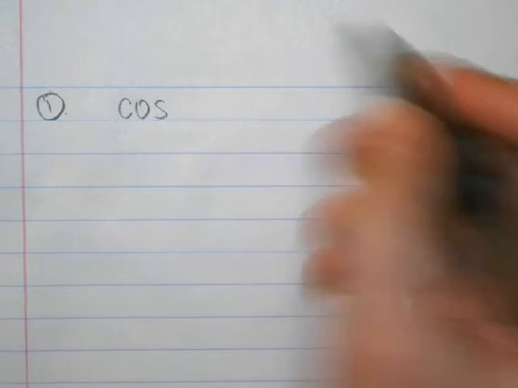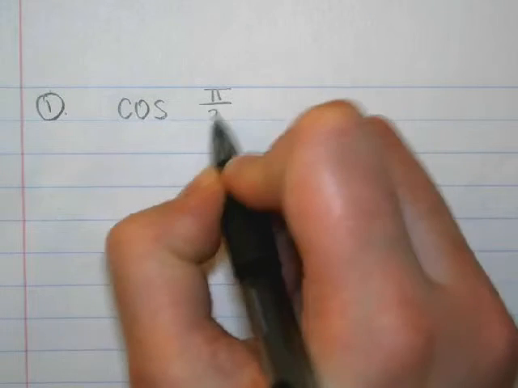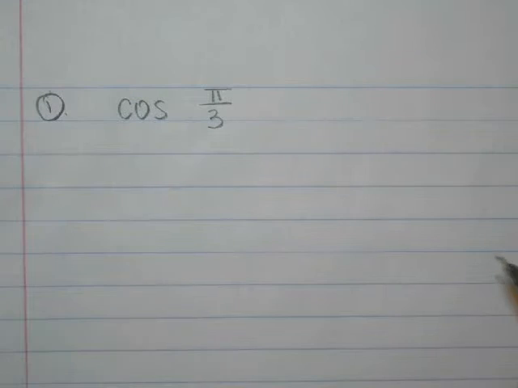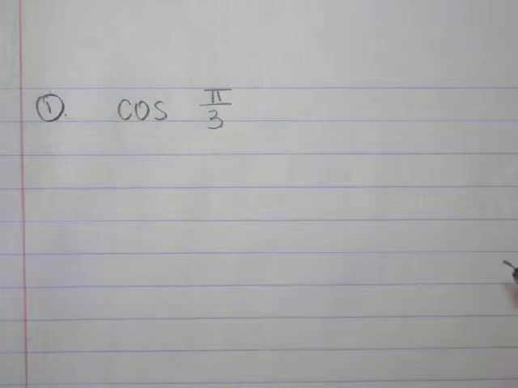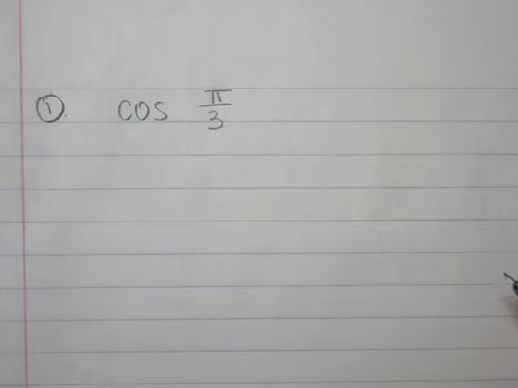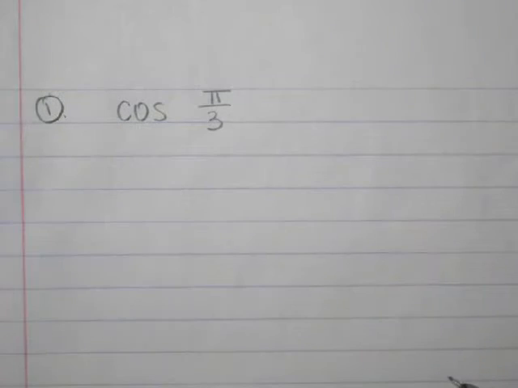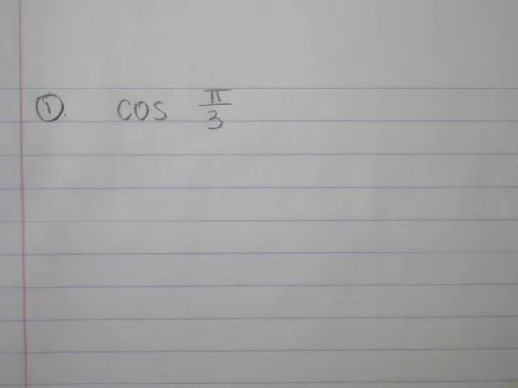First one is cos of pi thirds. Cos of pi thirds. Don't say it, just write it. Cos of pi thirds. Yes? I can't read that. You gotta make it bigger.